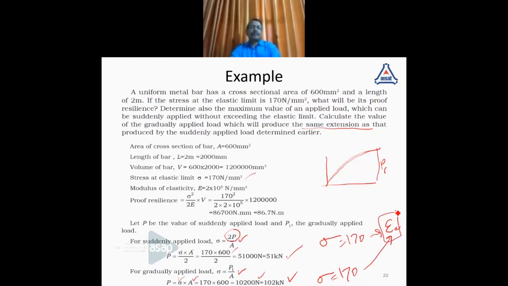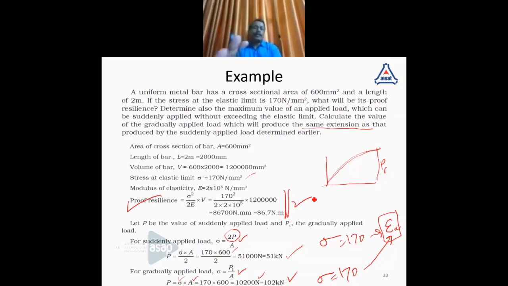So this problem utilizes only the basic principles. The only thing which we use here is the proof resilience, the strain energy density. That expression alone is used. There is nothing related to what we call strain energy methods. We are coming to that topic. We have seen the basics related to the strain energy density and evaluation of strain energy.